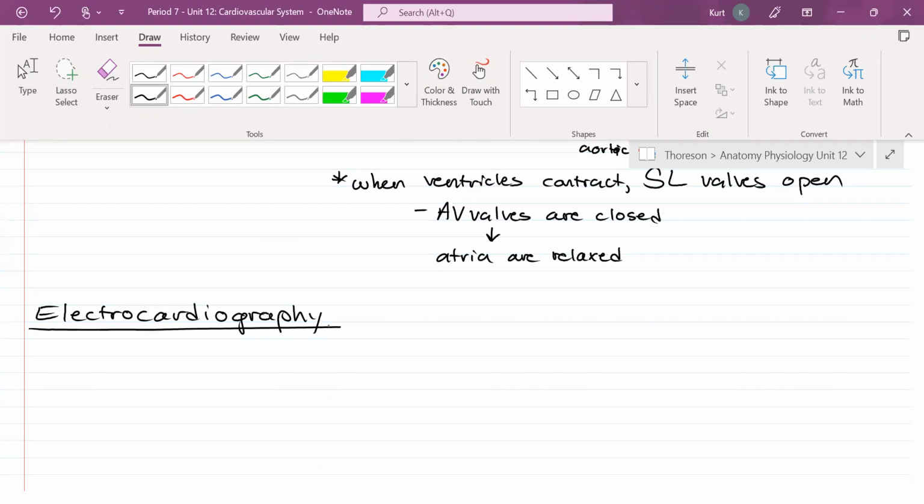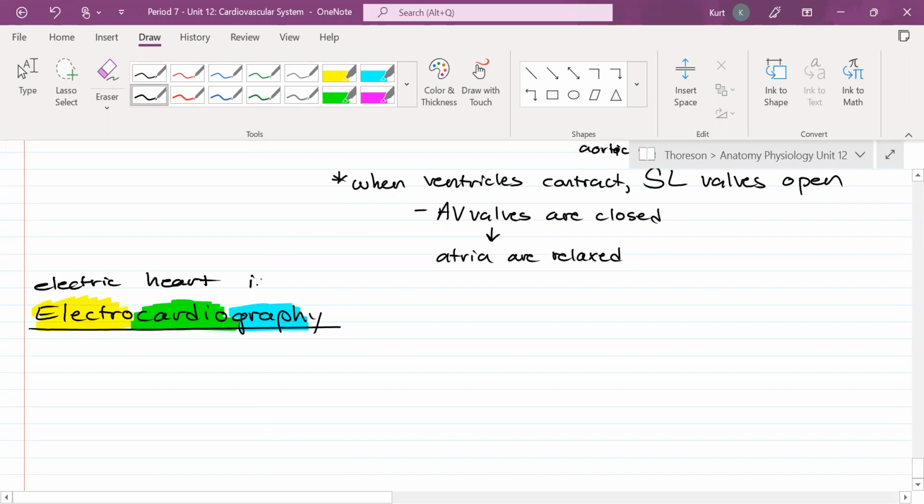Okay, electro means electricity. Cardio, what does that mean? You know that. Heart. And graph means image. So we have electric, heart, image. This is a tool that is used by a lot of clinics and doctors' offices and cardiologists to try to get an idea of how your heart is actually working. What's the rhythm that it's using?